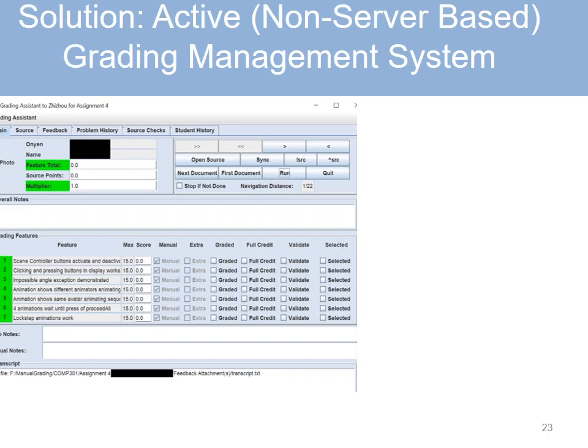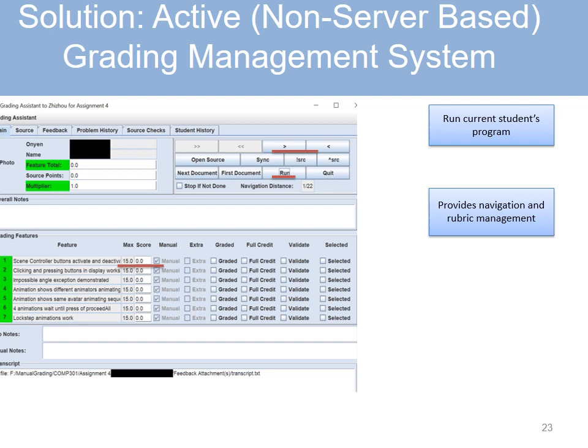Okay? And this tool gives you automatic navigation and rubric management support. So you can just press the next button to go to the next student, or previous button to go to the previous student. And you have a rubric which says, okay, these many points for this feature, this many points for this feature. Okay? If you ever use something like GradeScope, that feature is provided by web-based systems also. Okay? So they came later than my tool, actually.